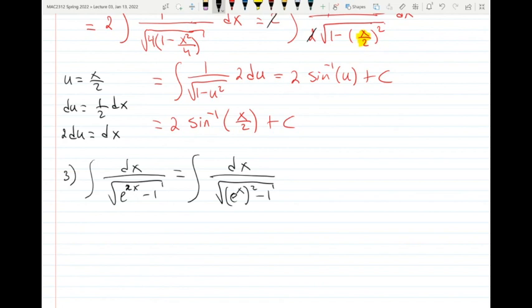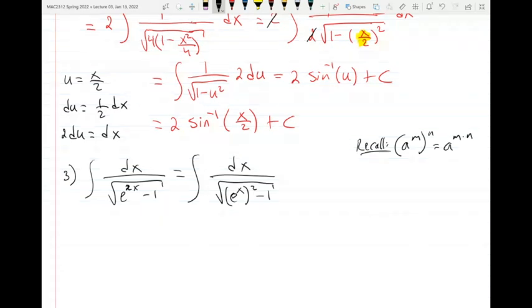Can you explain how you went from 2x to that? Oh, I basically use this property. So recall, a to the m to the n: when you have an exponent and then raised to another power, you multiply the exponents. This is a to the m times n. So we use it backwards. Oh, because you have 2 times x. Oh, gotcha. So you can write it as e to the x and then square.